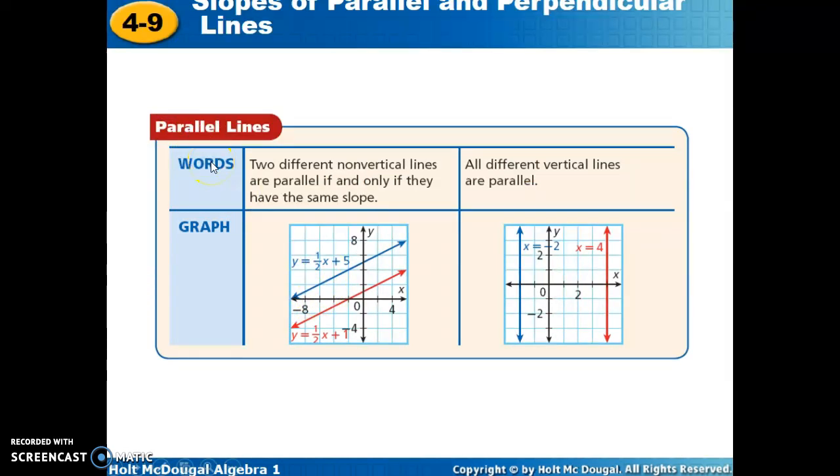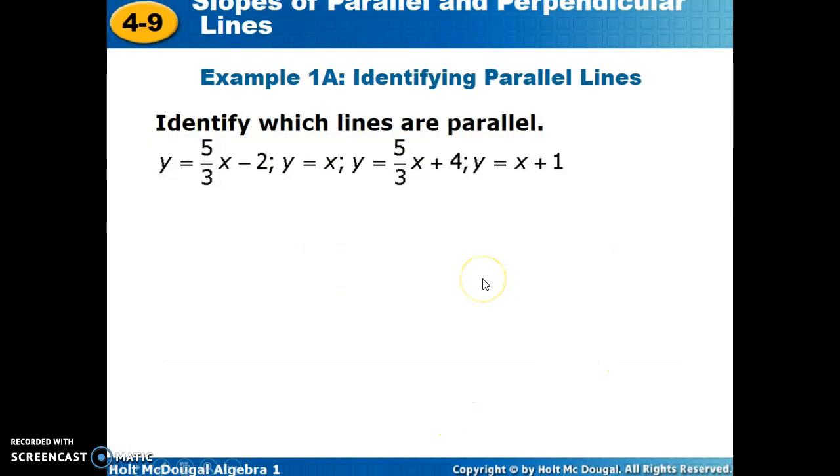Here are the words and pictures for the definition of what it means to be parallel. Two different non-vertical lines are parallel if and only if they have the same slope. All different vertical lines are parallel. So if we see any vertical lines, we know that the equation looks like x equals the intercept, and we know all vertical lines are parallel. Identify which lines are parallel.